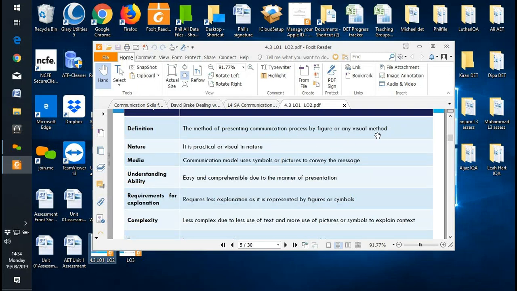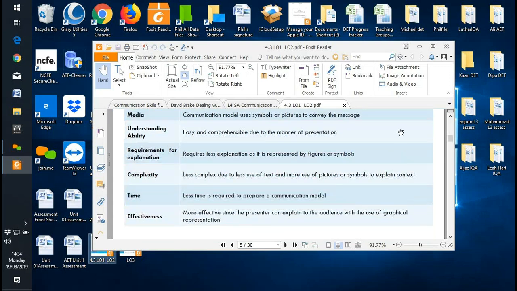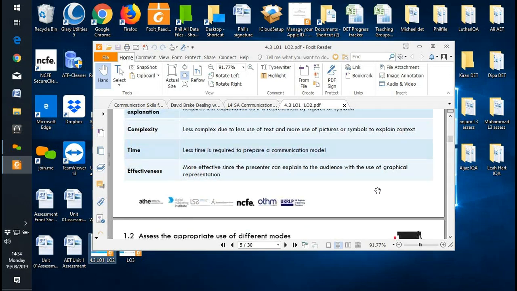So a method of presenting the communication process by any figure or by any visual method is practical or visual in nature. The communicator model uses symbols or pictures to convey the message, just as I have done with that small graphic that was on before, and it's easier and comprehensible due to the manner of its presentation. It requires less explanation, as it's presented quite clearly by the figures and symbols. It's less complex due to the use of less text, and more use of pictures and symbols can explain context. It takes less time to actually prepare a communication model. It's more effective since the presenter can explain to the audience with the use of a graphical representation.